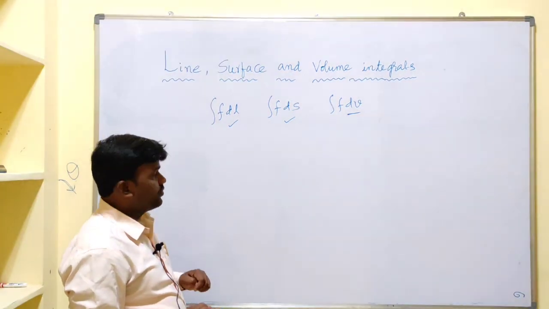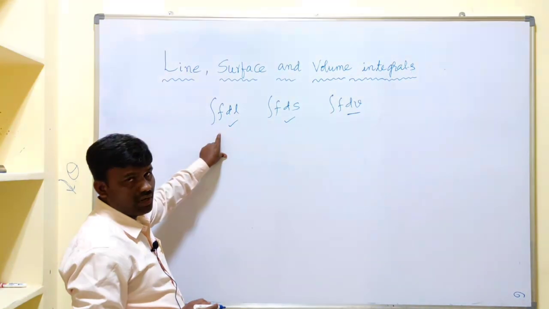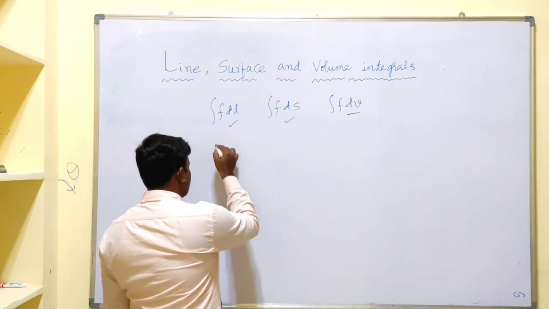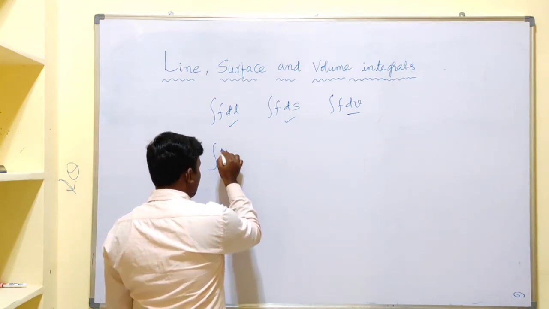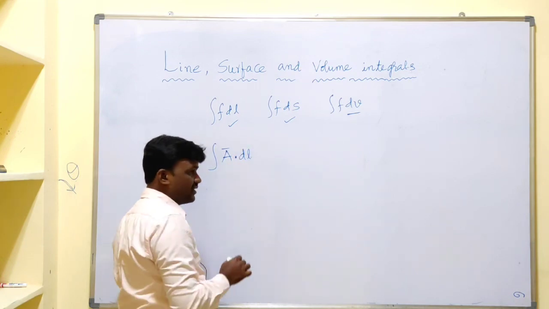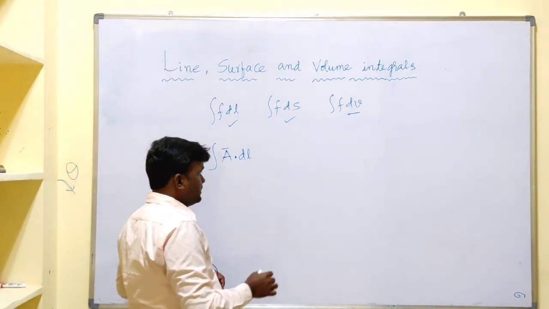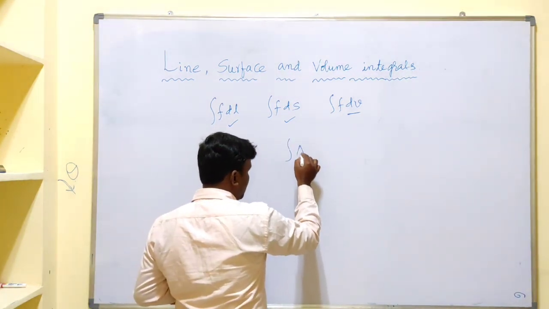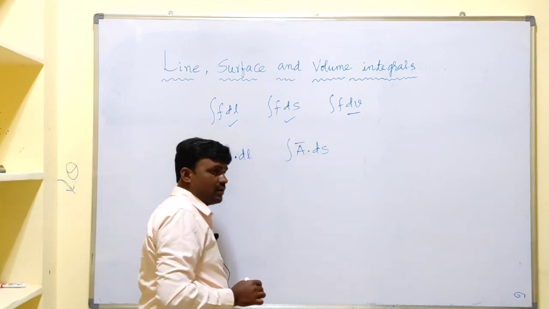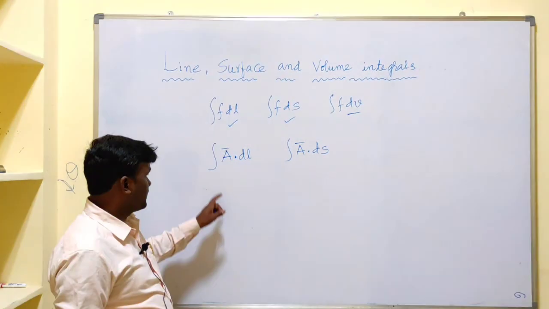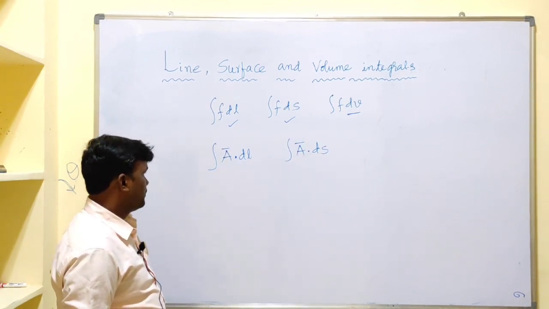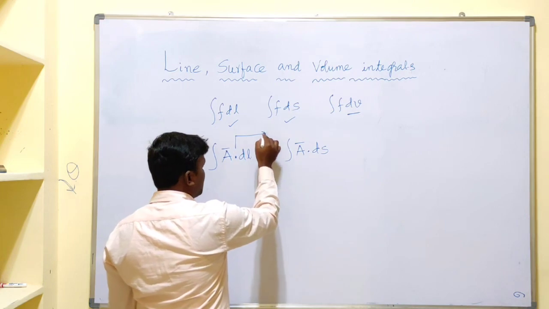In today's class, we will extend this integration concept to vector quantities. Let us consider a vector quantity A. The line integral of a vector quantity A can be written as integral A dot dl, and the surface integral of a vector quantity can be written like this. That means the line integral and surface integral of a vector can be represented like this.